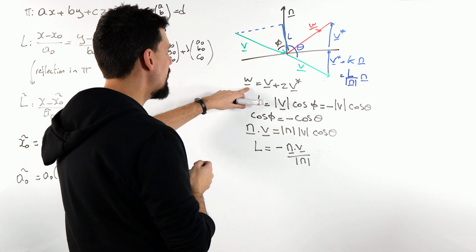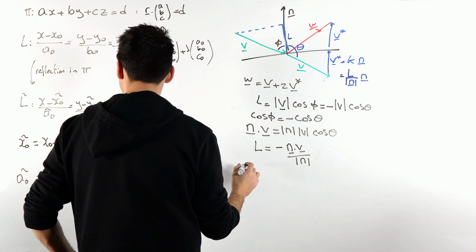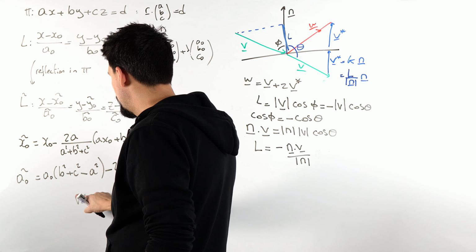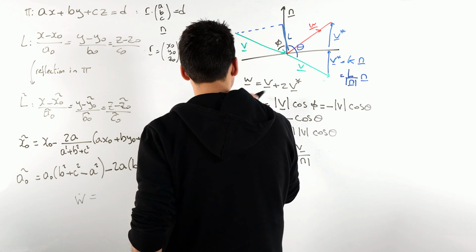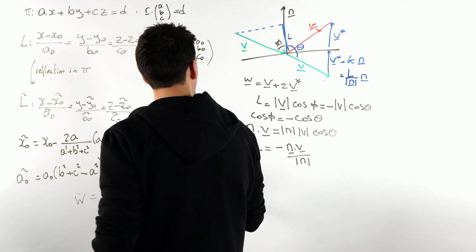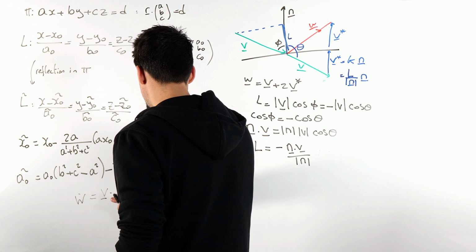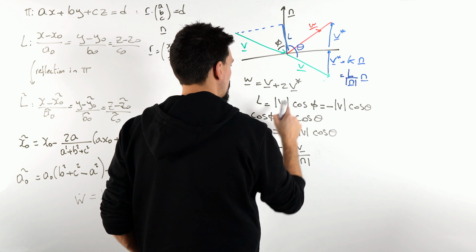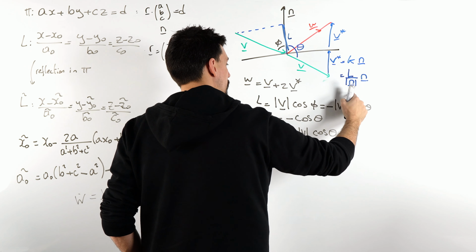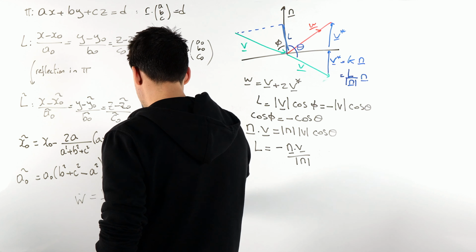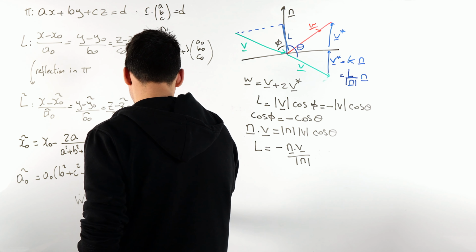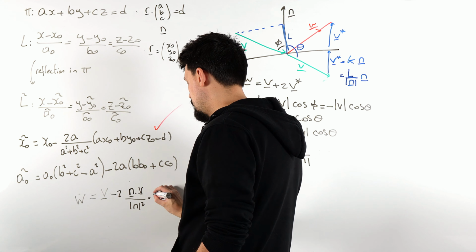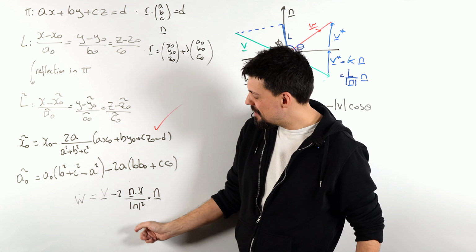So if we go back to here and plug it all in, my new reflected vector is v plus, oh no, we're going to pick up a minus. Plus 2 times, and I'll sort that out in a section, actually, v star. v star is L over mod n, which gives me n dot v over mod n squared times n. That is how we are going to reflect it.